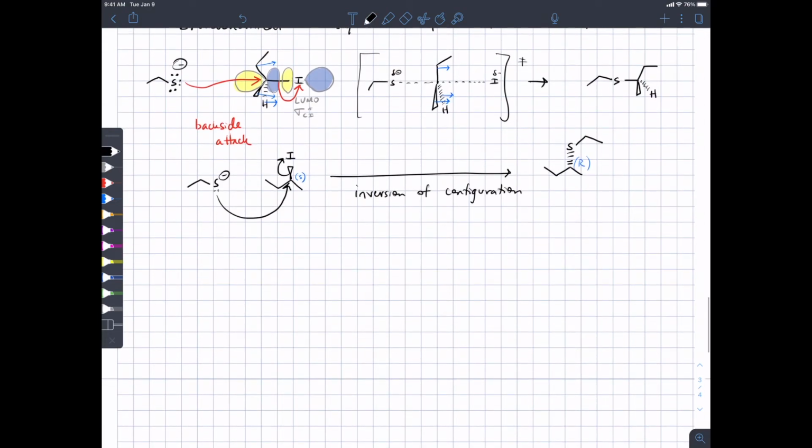And indeed, if you start out with a chiral starting material and it's only one enantiomer, you only have one of the two enantiomers, and it is pure, when you do the SN2 reaction, the product also is chiral, is also one enantiomer, and is also pure.